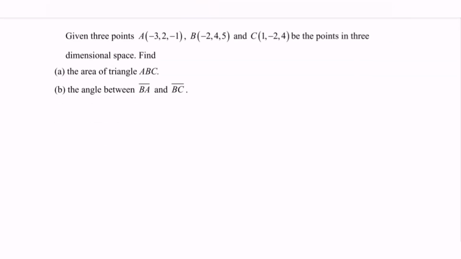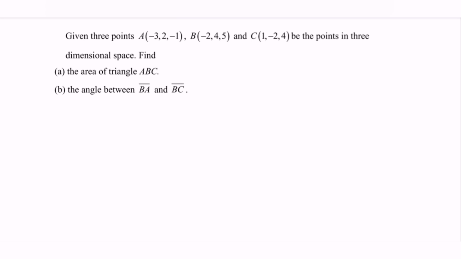So next, where we have the situation for vector. Given 3 points with A coordinate negative 3, 2, and negative 1, followed by B, where we have negative 2, 4, and 5. Finally, C with the coordinate 1, negative 2, and 4 be the points in the three-dimensional space. A. Find the area of triangle ABC. B. The angle between BA and BC.